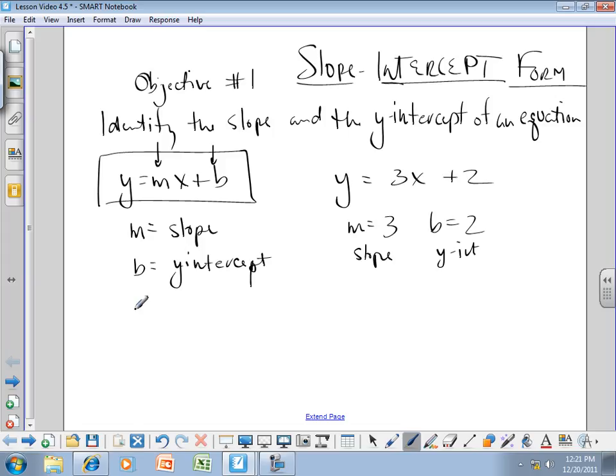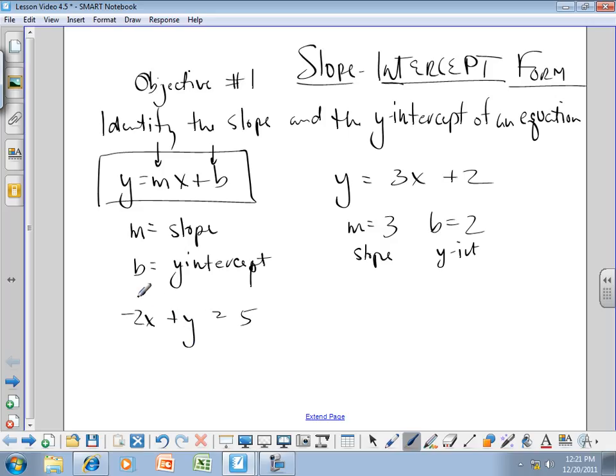Now, slope-intercept form, the question is, how do I know if I'm in slope-intercept form? And here, let me give you another equation. Negative 2x plus y equals 5. Is this in slope-intercept form? And the answer is no. In order to be in slope-intercept form, you must get the y by itself. Here's the y. I want to get it by itself. What do I need to get rid of?